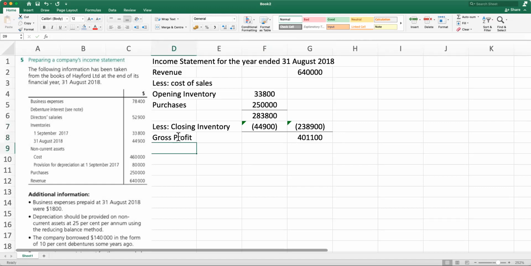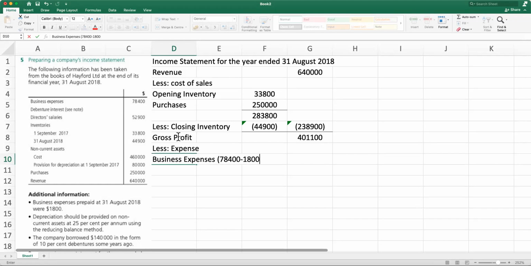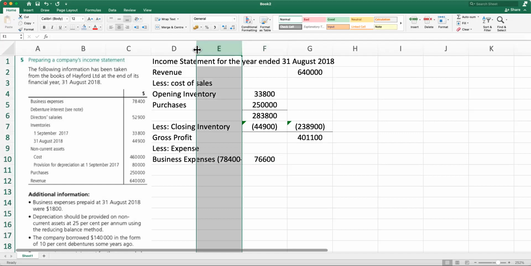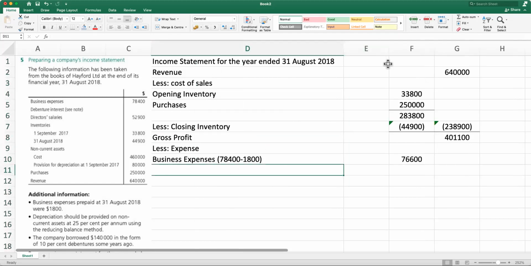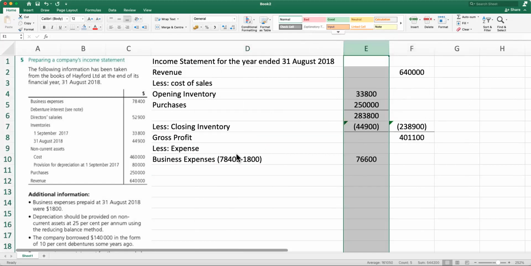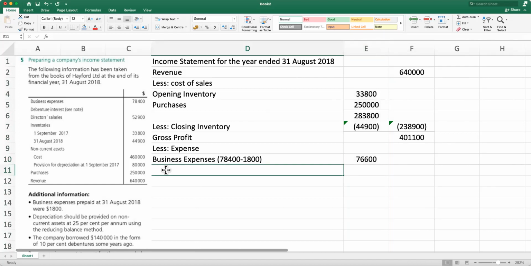So once you get your gross profit, then you have to less your expenses. In your expenses, there are a few, which is your business expenses. So the first one, you need to write down business expenses. It says that there was a prepaid of 1,800, so we need to reduce that amount. So 78,400 minus 1,800 would be equal to 76,600. So that's one of the expenses.